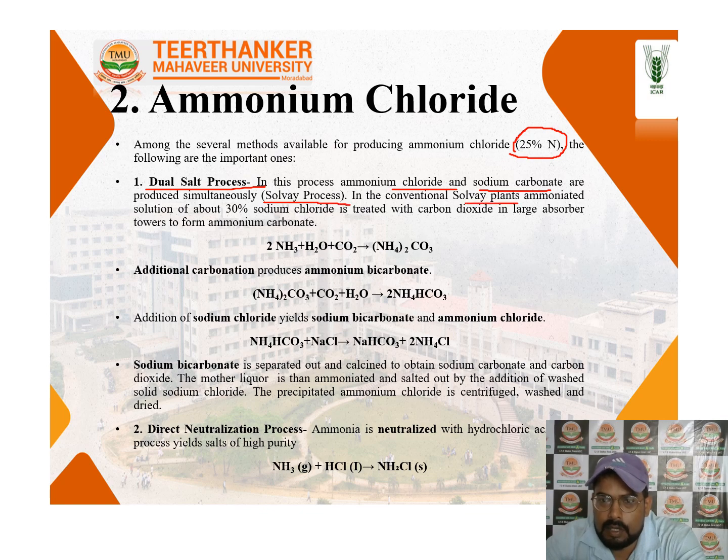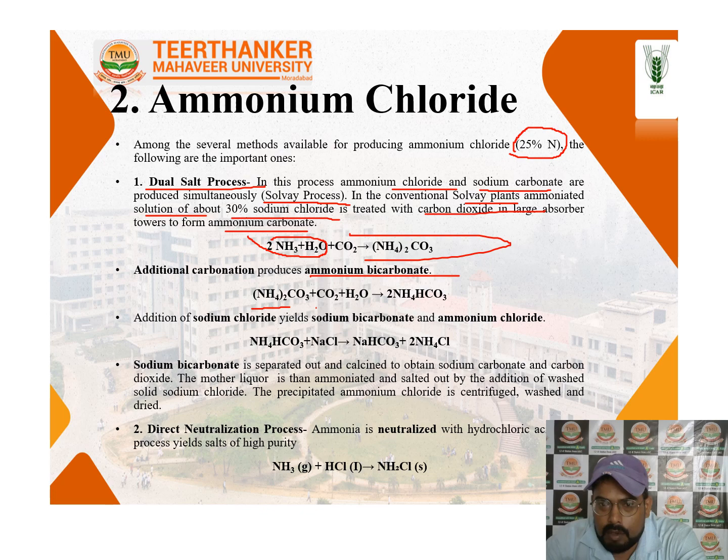In the conventional solvent process plant, 30% sodium chloride solution is treated with carbon dioxide in a large absorber to give ammonium carbonate. Next is the addition of carbonation and the process of ammonium bicarbonate. Ammonia reacts in the presence of water and CO2 to form ammonium carbonate, which again reacts with CO2 to give ammonium bicarbonate. This bicarbonate reacts with the addition of sodium chloride, giving sodium bicarbonate and ammonium chloride.